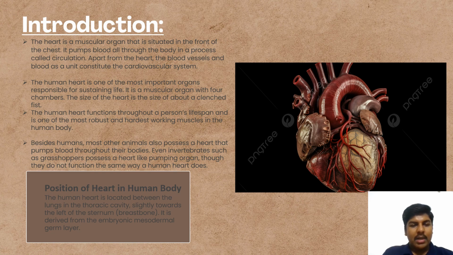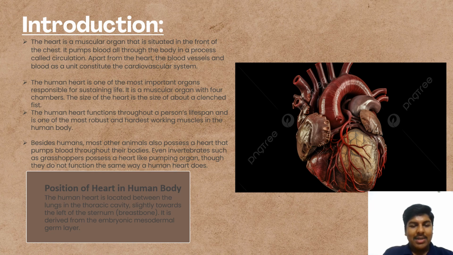The human heart functions throughout a person's lifespan and is one of the most robust and hardest working muscles in the human body. Besides humans, most other animals also possess a heart that pumps blood throughout their bodies. Even invertebrates such as grasshoppers possess a heart-like pumping organ, though they do not function the same way a human heart does. Position of the heart in the human body.